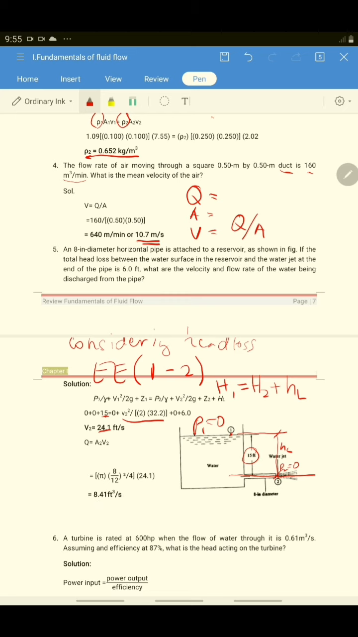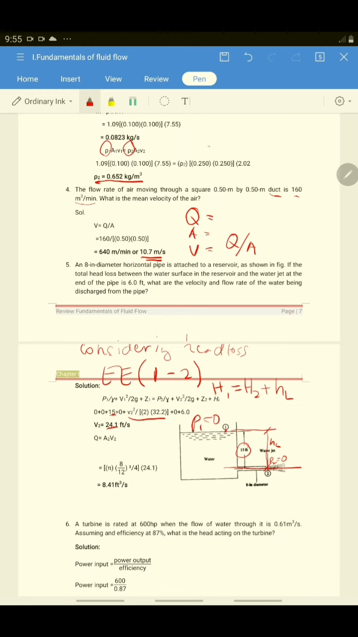So again, what are the principles here? The energy principle and the continuity principle are the principles that we are going to use in these problems.